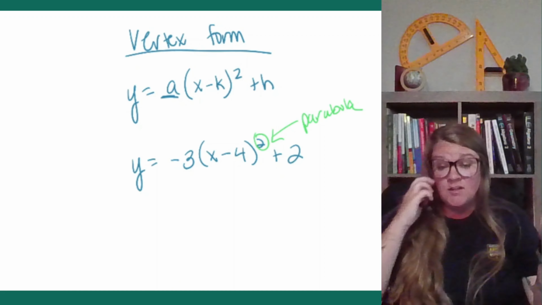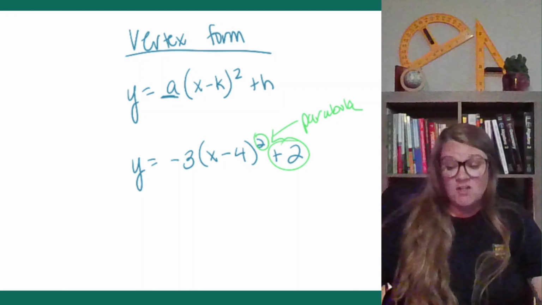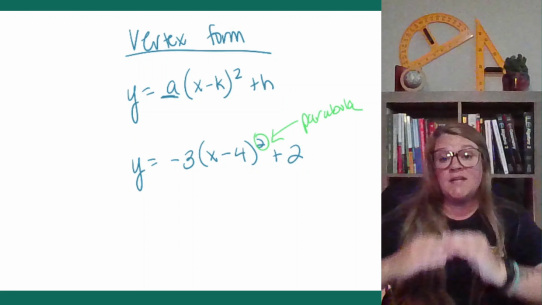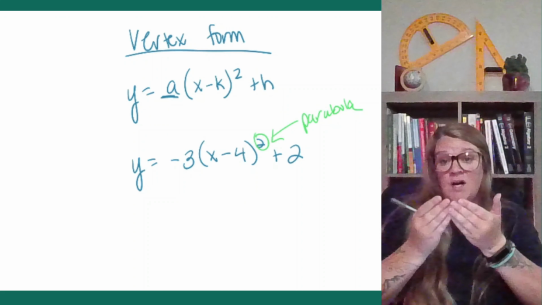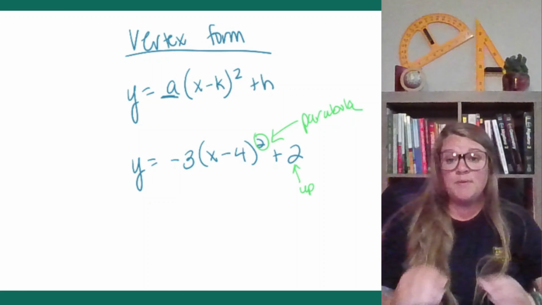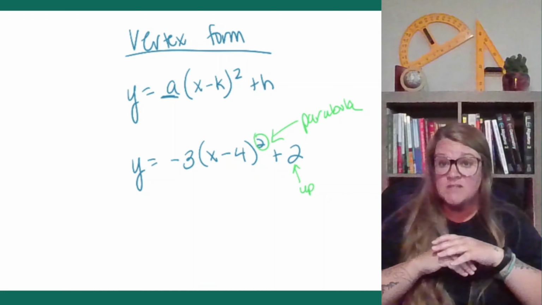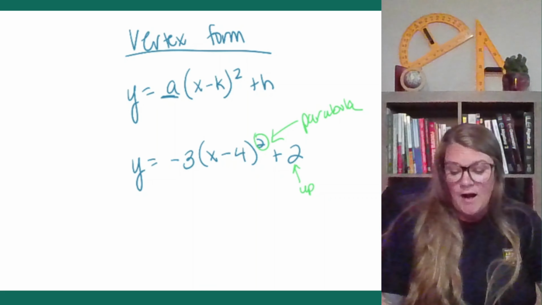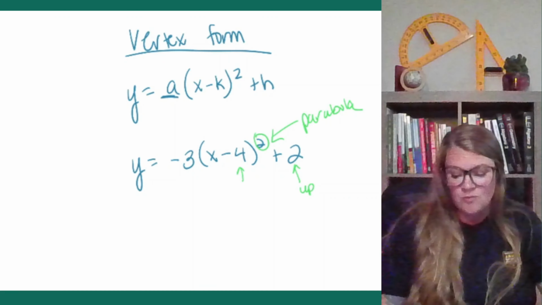The next one that I look at is the plus 2 that's at the end, this one right here. And what that 2 does is it moves it up and down. If I add or subtract a number, it moves it up or down. A plus moves it up. So this parabola is going to be moved up 2 from where the parent function would normally be, which, remember, the vertex of it is at the origin. This parabola also, in addition to being moved up 2, is going to be moved to the right 4.